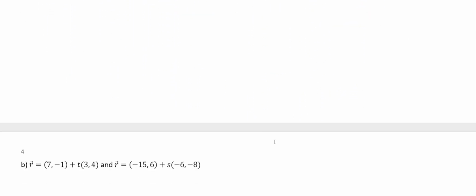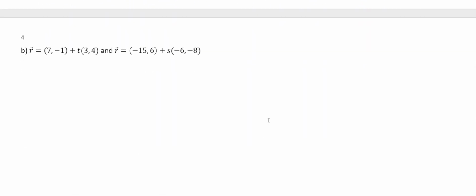Okay, another one where we have to determine if the lines are parallel or perpendicular. And this is already kind of nice because we already have the direction vectors of the two lines, right? So what we'll do is check the dot product of the two direction vectors. So (3, 4) dot (-6, -8) is equal to 3 times -6 plus 4 times -8, and so that should be equal to -50. Okay, so therefore not perpendicular.